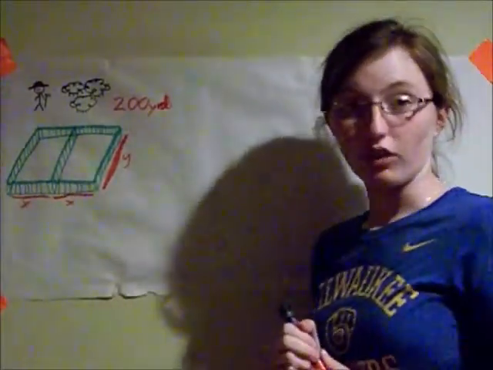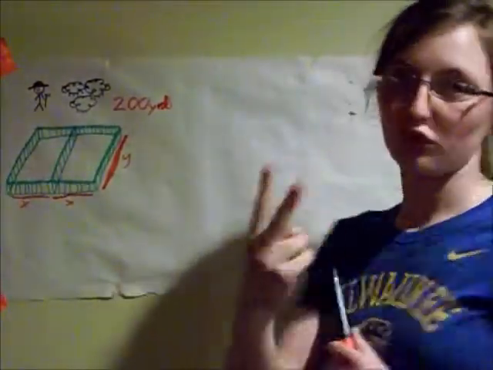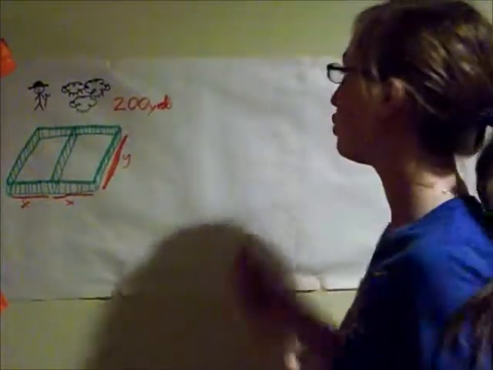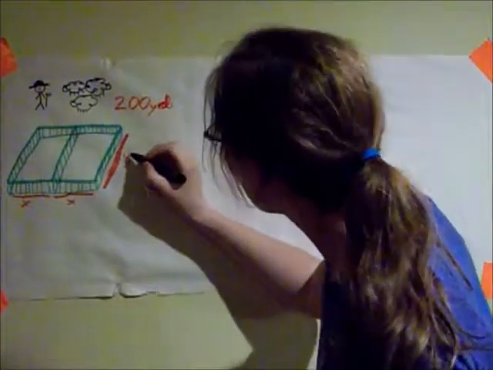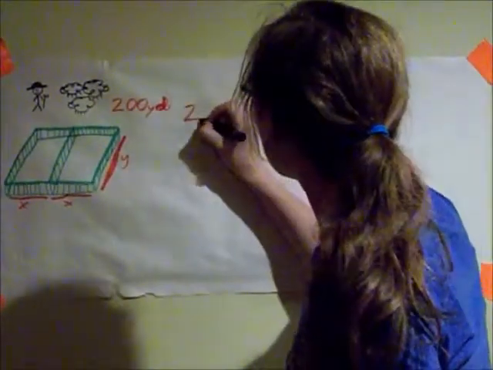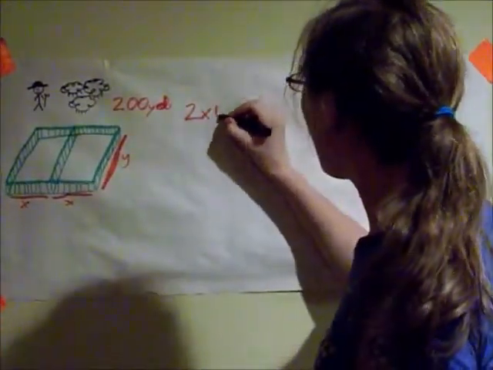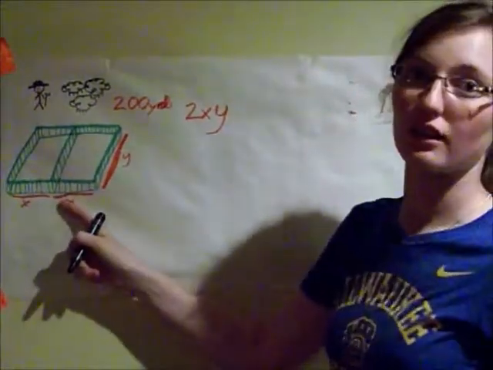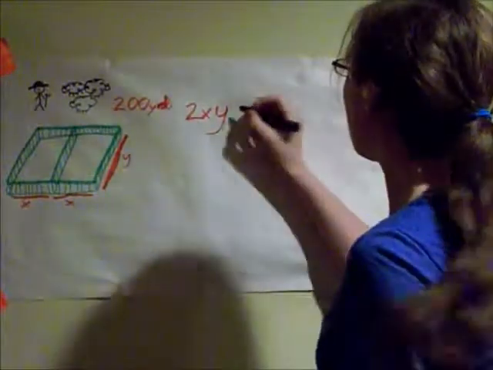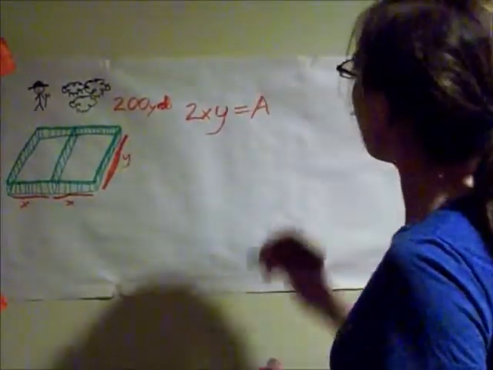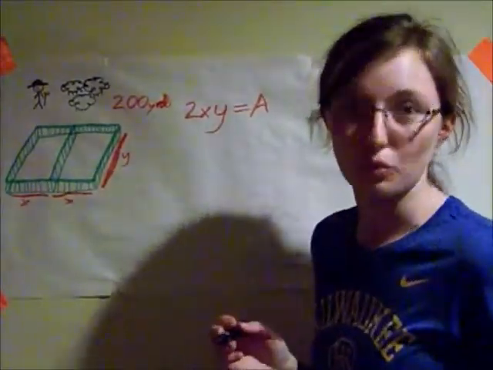So, first off, we need to find two formulas. The formula for area, which is base times height, which is 2xy. Because there are two x's, you need to add them together, so 2x times y equals area. Next, we need to find the equation for perimeter.